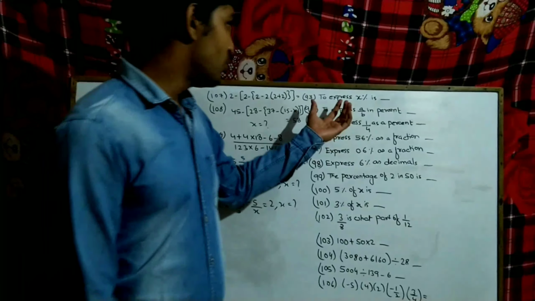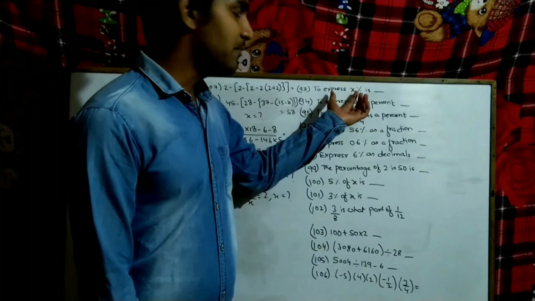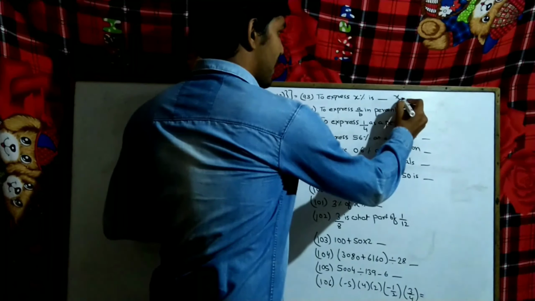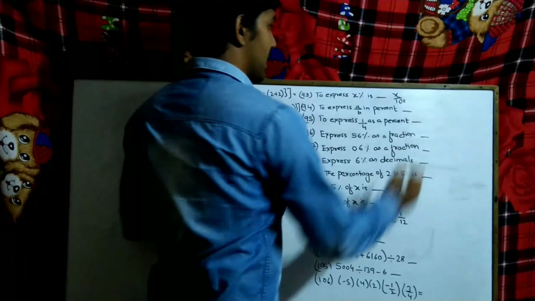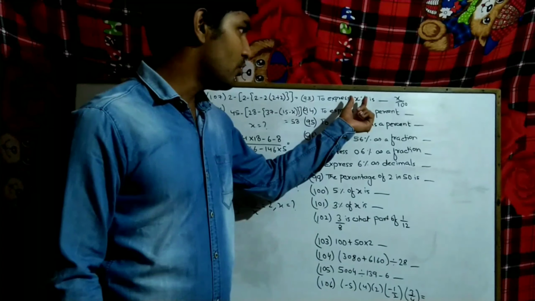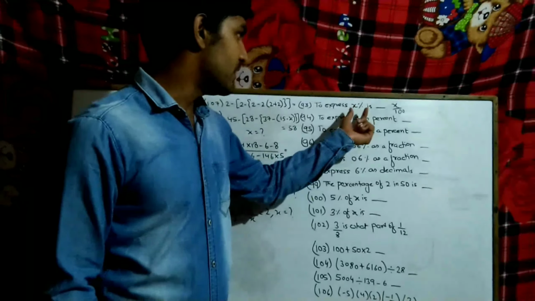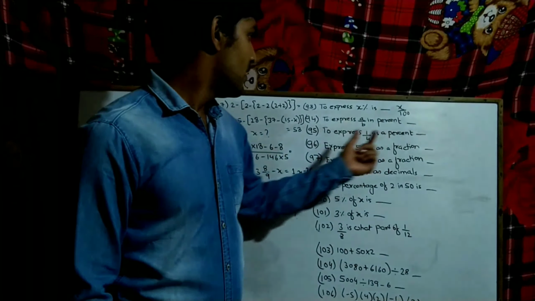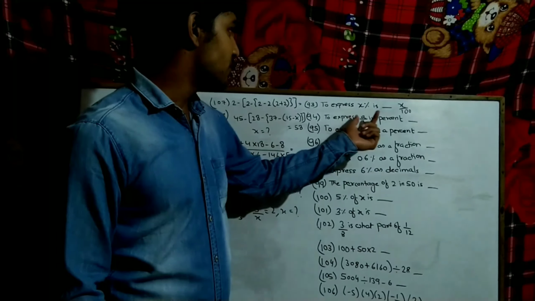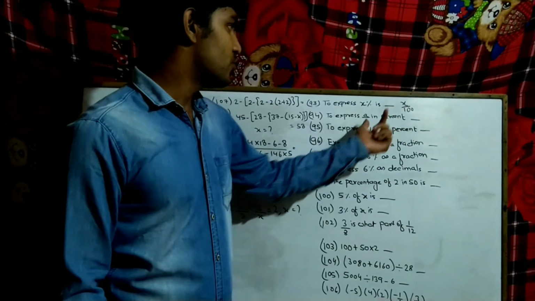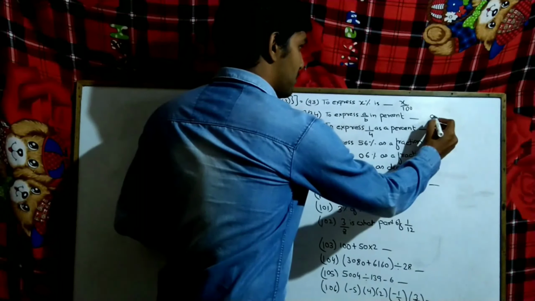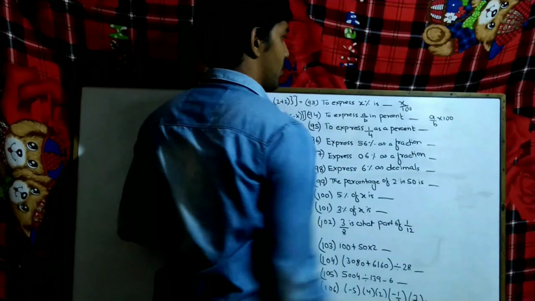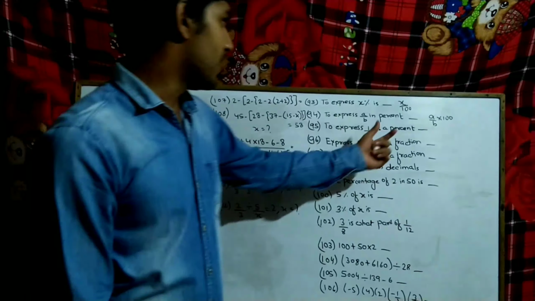First one: how to express x in percentage. You just have to multiply x by 100. If we want to express anything in percent, you just multiply by 100. For example, if I want to express a by b in percent, just write a by b into 100. Clear? It will come like this.